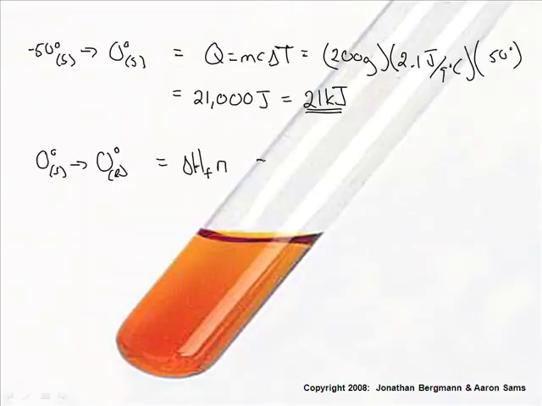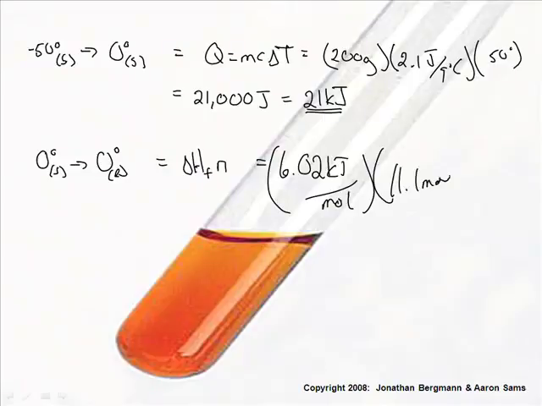Now the heat of fusion would be given: 6.02 kilojoules per mole times 11.1 moles. Moles cancel, you get kilojoules. What do you get there, Mr. Sim? We got 66.9 kilojoules.